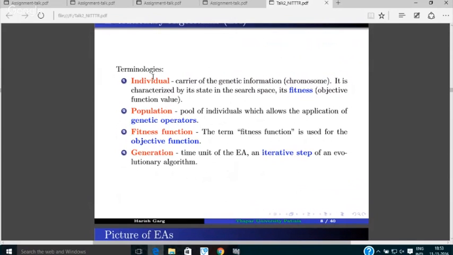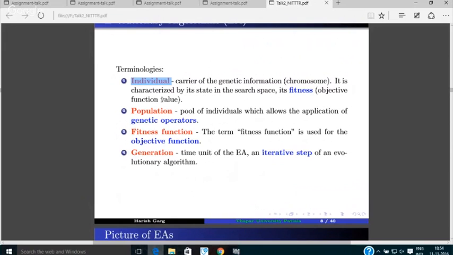In the evolutionary algorithm, we call these the individuals. An individual is characterized by its state in the searching space, that is f of x. So x is my individual. Population is a pool of the individuals. If I say x1, x2, x3, those are my 3 individuals. Combining all these xi's, we call it the population. So population is definitely a bigger thing. In statistics, there are two terms: one is the population and second is the sample. Population is the bigger thing and the sample is a subset of it. Same thing here.